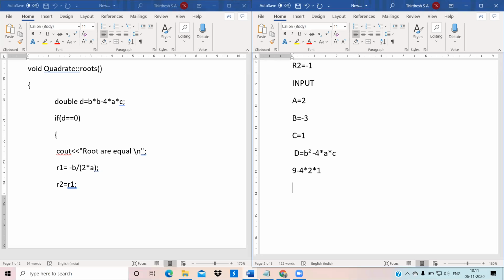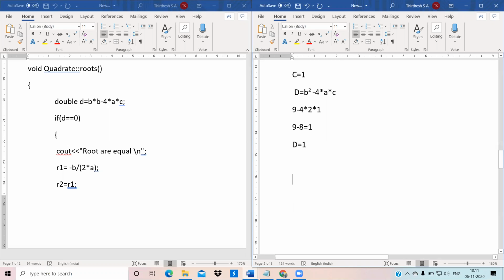9 minus 8, which is equal to 1. So now your D is equal to 1. Now it is going to check that if 1 is greater than 0, if 1 double equals to 0, which means that is false.